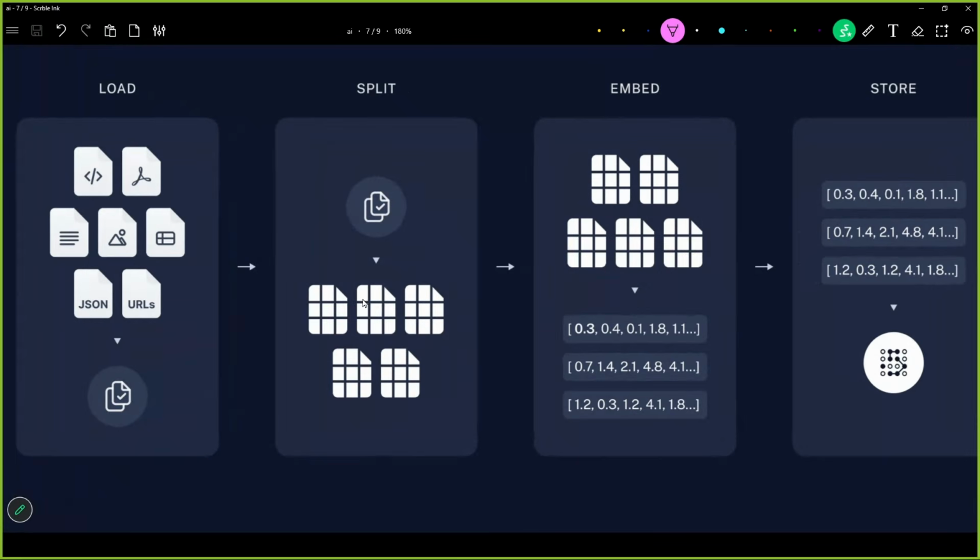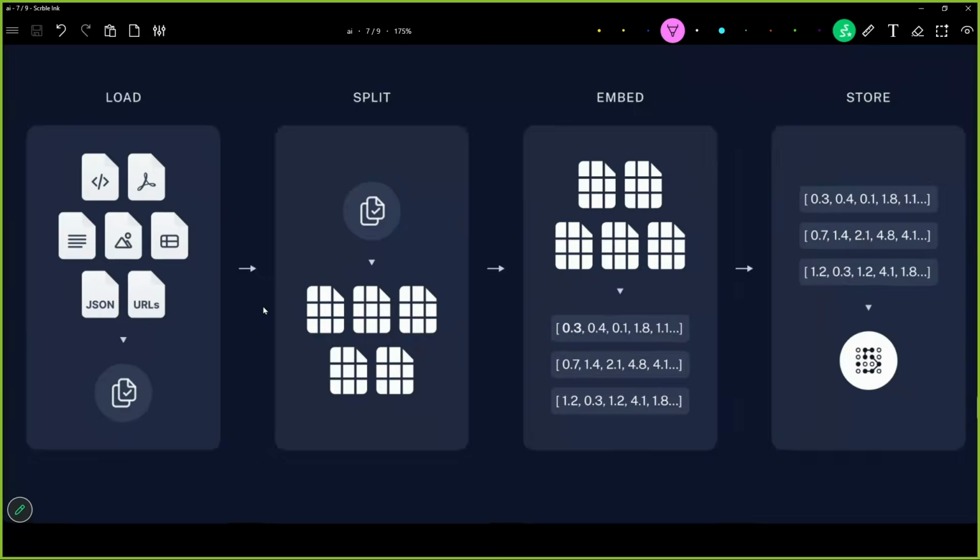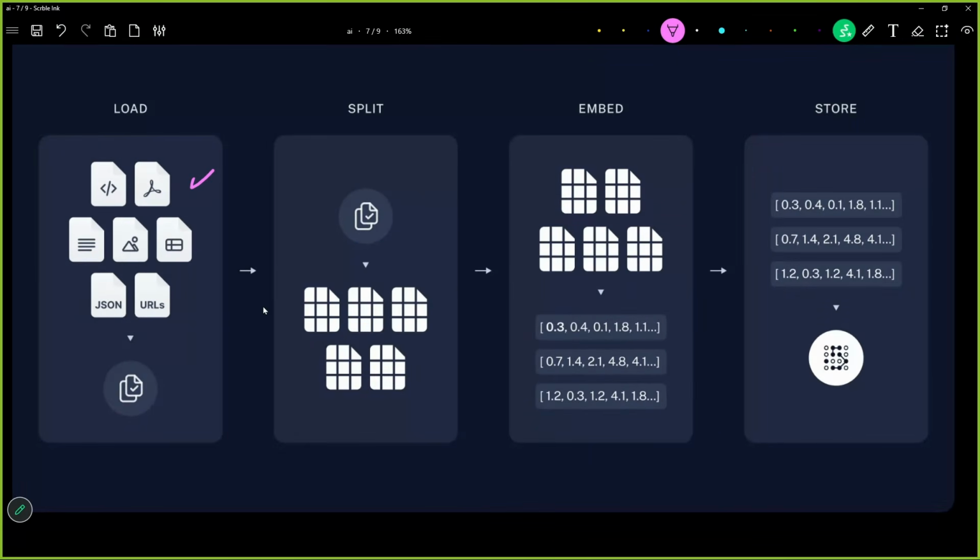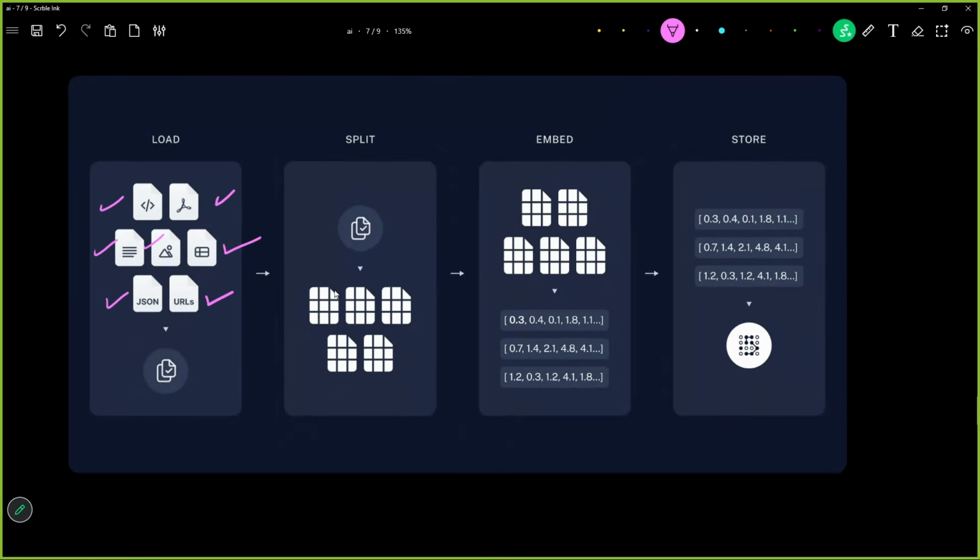See, if we talk about data, we have so many varieties of data in this world. We have PDF data, HTML kind of data, website data, JSON data, URL data, PowerPoint, images, and text kind of data. So we want to take all of this data and first load this into our system. This is the first step of the data ingestion pipeline. Load your data.